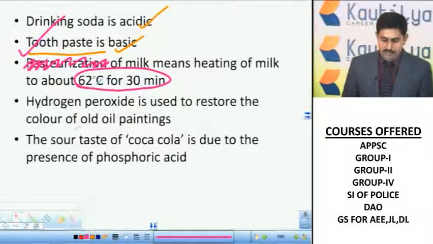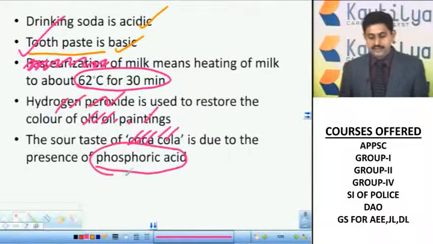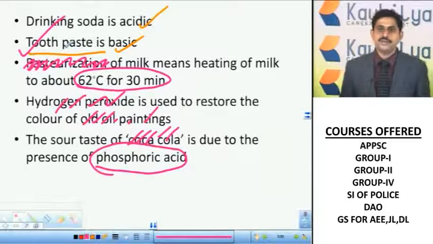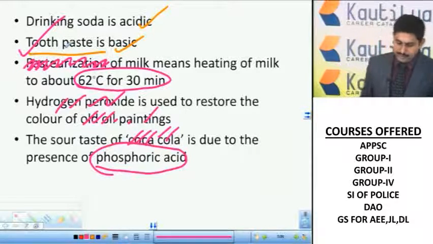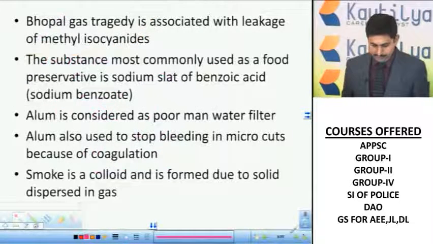Then oil paints: old oil paints can be recovered by using hydrogen peroxide. Coca-Cola has a sour taste because of the presence of an acid. Already I told you that acids are present in cool drinks. Any kind of drinks or soda consists of acids, and particularly in the case of Coca-Cola, it consists of phosphoric acid.